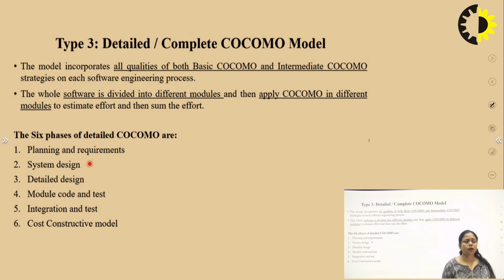So in the intermediate model, we applied the concept to the whole model, but in the detailed Cocomo model we can divide the model into 6 phases: planning and requirement, system design, detail design, module code and test, integration and test, and cost constructive model. And we can apply different types of estimation effort for different modes, organic mode or semi-detached mode, or different types we can apply here.